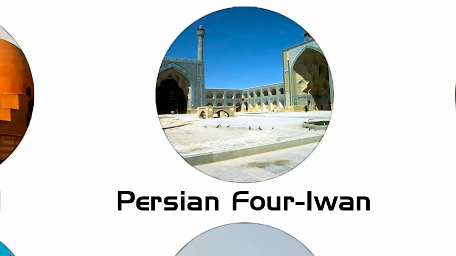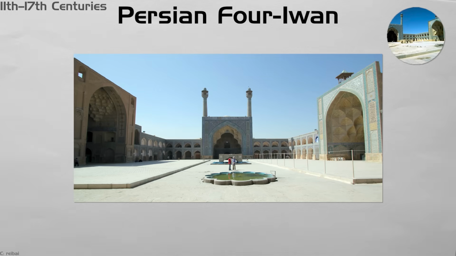Persian Four-Iwan. In Persia, a distinctive Four-Iwan layout emerged during the Seljuk and Safavid eras. An Iwan is a vaulted hall open on one side, and in this style, each side of the mosque's courtyard had a prominent Iwan facing inward.